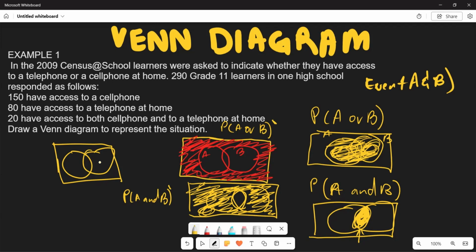The probability of A, right? Basically, if this is A and this is B, the probability of A is going to be everything here, regardless of the middle section, as long as it's within A. So this is the representation of the probability of A.